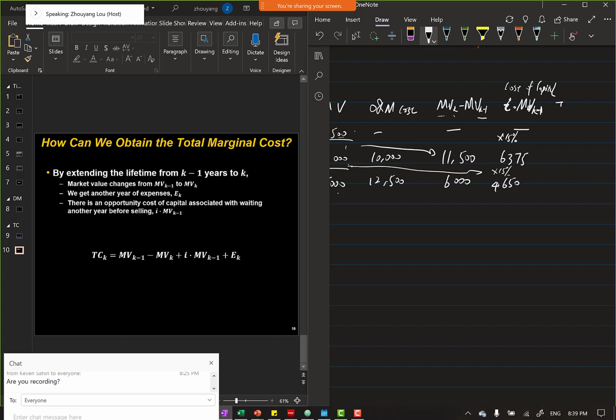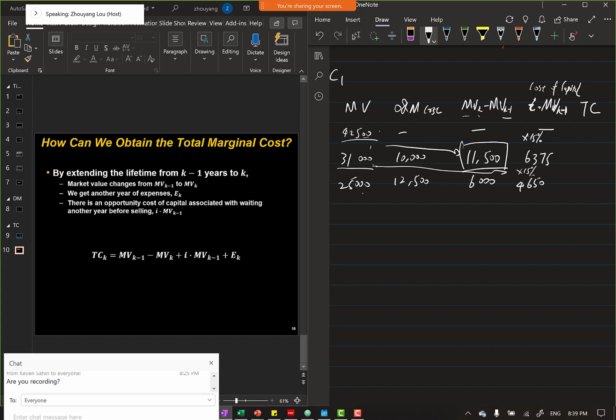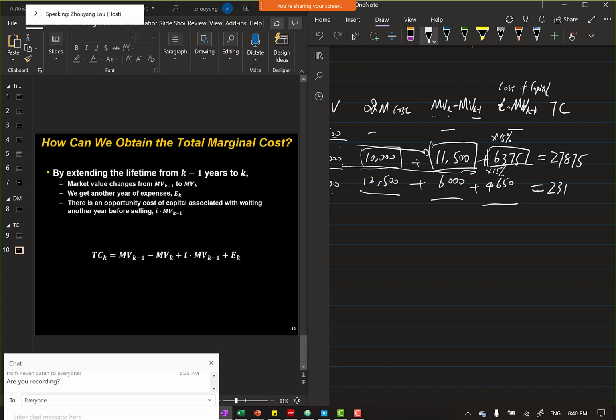And the total marginal cost should be the difference of the market values, plus the cost of capital, and then plus the annual expenses. Then we will have our total marginal cost. That would be the same actually as the EUAC. That's 27,875. And for the second year, that's going to be 23,150.